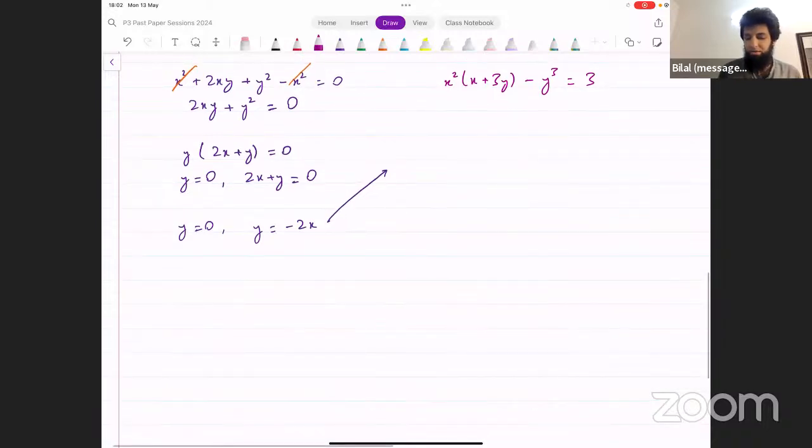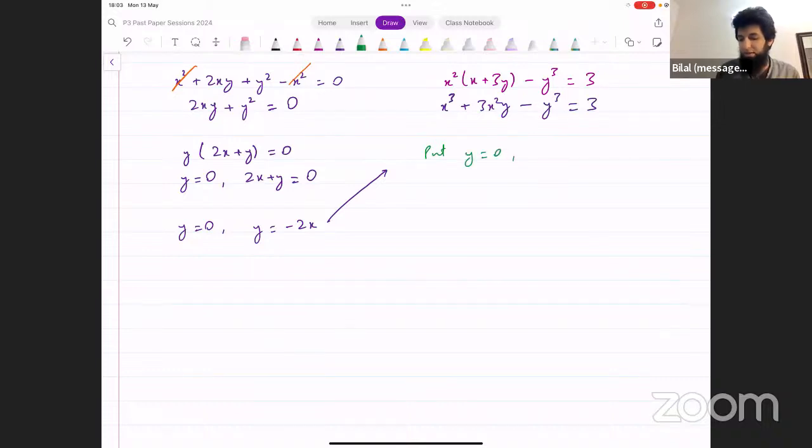Let's simplify that other equation a bit first. We already did that above. Let's do that again. This is going to be x cubed plus 3x squared y minus y cubed equal to 3. Now, in this equation, we would have to input y equal to 0 once, and then you'd have to input y equal to minus 2x. And that's going to give you the two possible values for x.